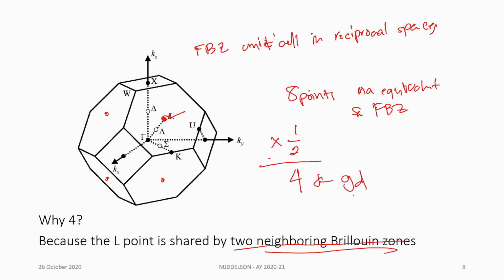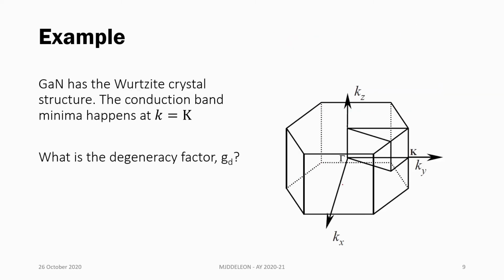So now let's take another example. So I'll let you try if you want to. So example, now let's take gallium nitride. Gallium nitride has the wurtzite crystal structure. Wurtzite. The conduction band minima happens at K. Ito yung KX, KY, and KZ natin. At K is equal to capital K, or this point here. What then is the degeneracy factor GD for this gallium nitride, or for the conduction band minima of gallium nitride?